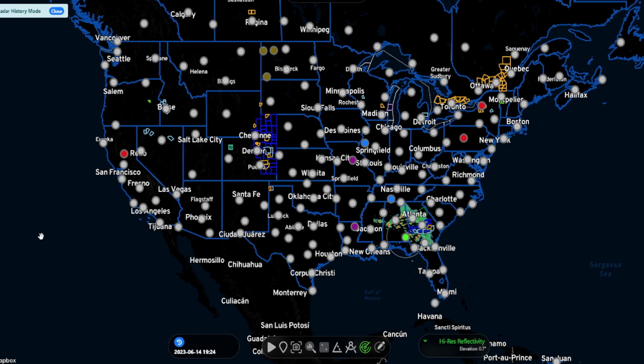And if you are going to get into any field of meteorology, it is very, very good to know how to read radar. It is a very important thing to know how to read radar if you are going to be doing anything with meteorology.